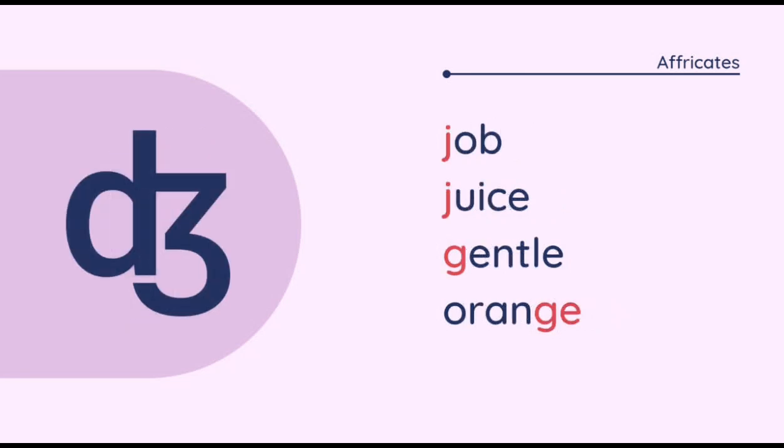Then we also have another special symbol consonant sound, represented by two letters, and it is pronounced as j, as in job, Jews, gentle, orange. Job, Jews, gentle, orange.